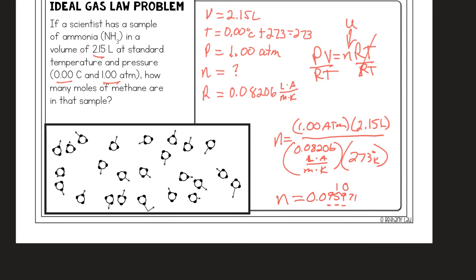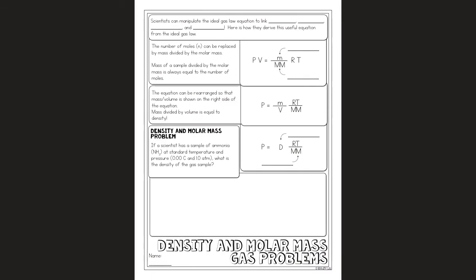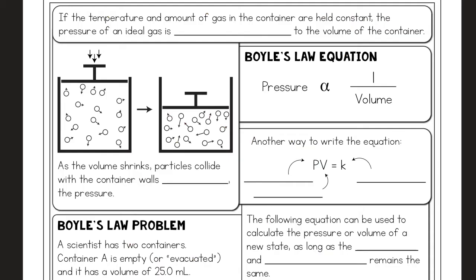So when I convert this number, this is going to be equal to 0.0960, and our unit is going to be moles. I've got my 3 significant figures. This particular sheet we can cross right off. We're not going to deal with density.